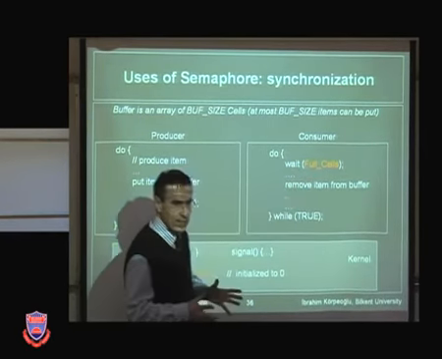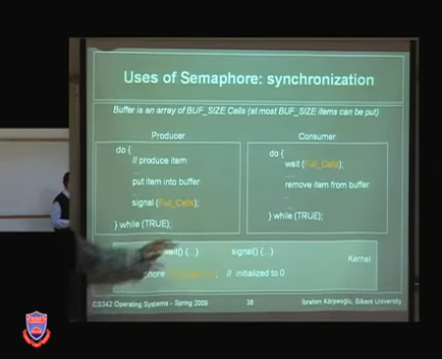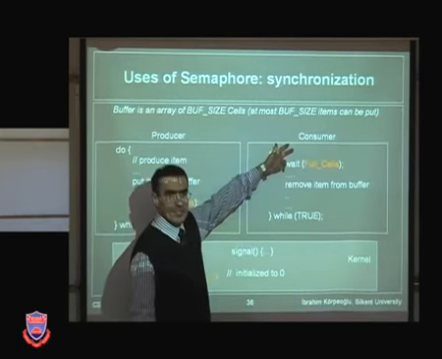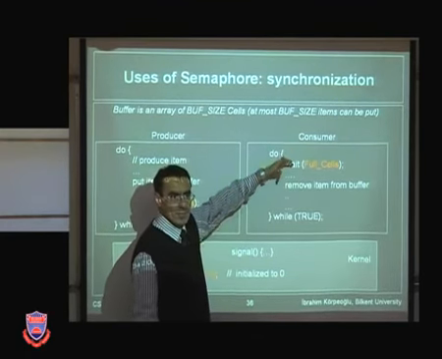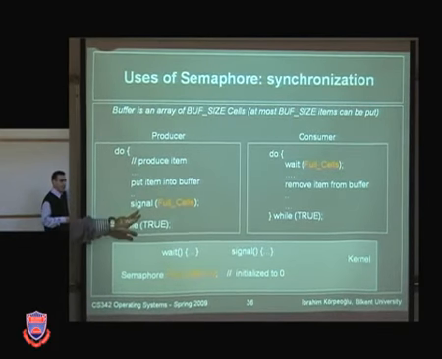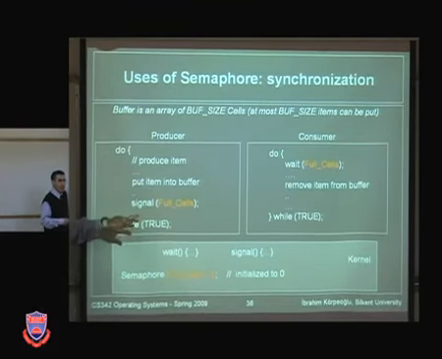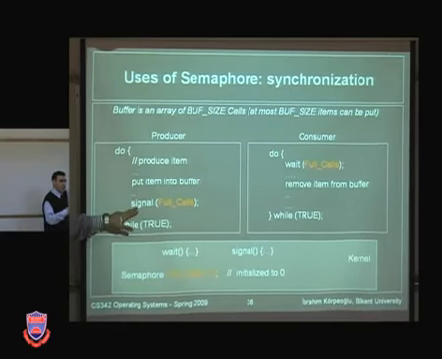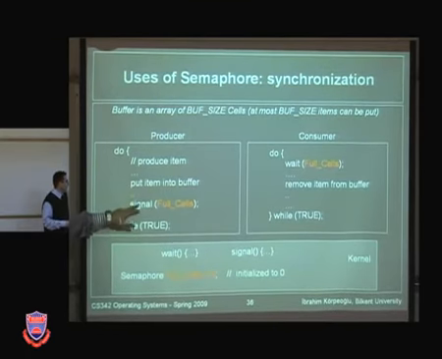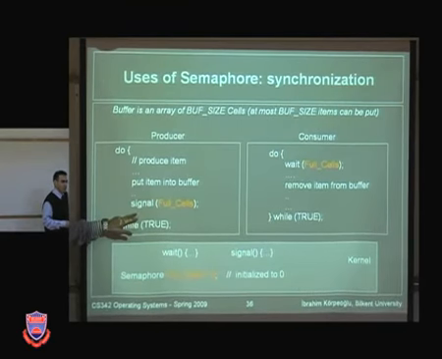If there is no full cell available, that means there is no full slot in the buffer, that means there is no item in the buffer, this call here will cause that consumer to sleep. Sleep until when? Until the producer produces an item, puts it into the buffer, and then does a signal operation. So this is what we want, right? We want the consumer to sleep, not busy wait, until an event occurs. Here the event is that the buffer has at least one item. That event will happen after the producer puts an item into the buffer and signals that event in this way.